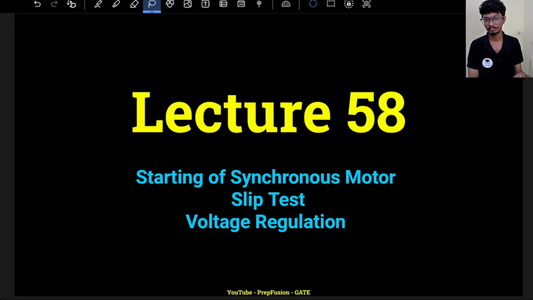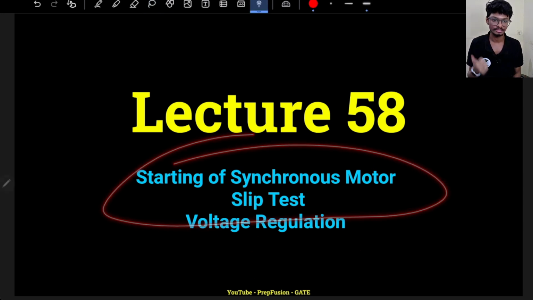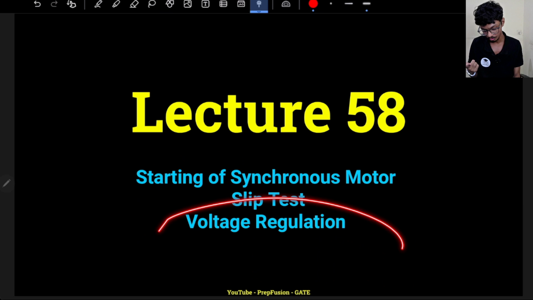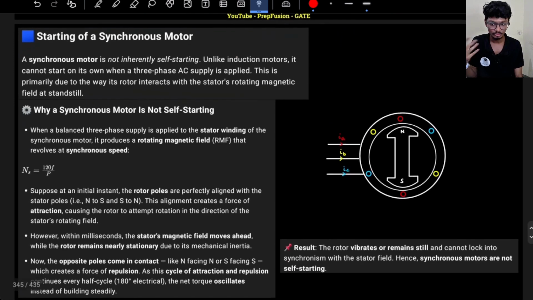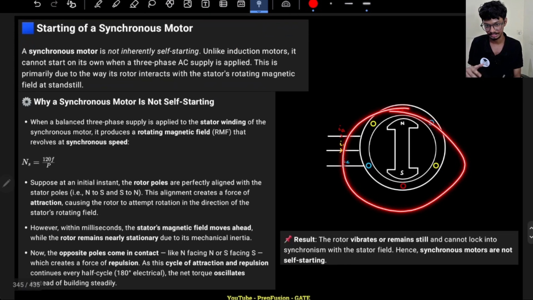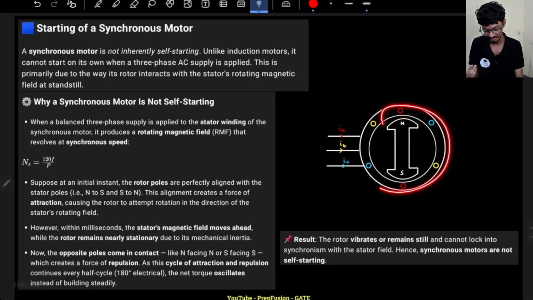I'm Anish and today we will start with lecture 58 of our machines chapter, that is, starting of synchronous motor. Starting of synchronous motor we will discuss. Also we will discuss briefly about voltage regulation. Like previously also I have mentioned, it is not self starting. I have also told you why, because the average torque is zero. Let's try to get deeper into it.